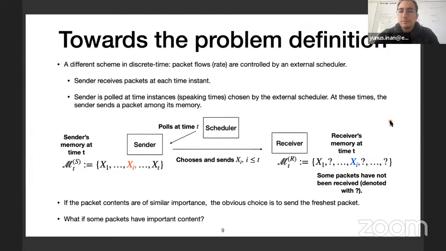We'll describe this more. Now suppose that the sender observes a packet at each time instant: 1, 2, 3, 4, 5, 6. And what does the scheduler do? The scheduler polls the sender at some time instances, which we denote as speaking times. At this speaking time, the sender is commanded to send some packet from its memory.